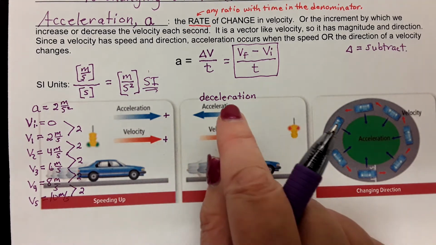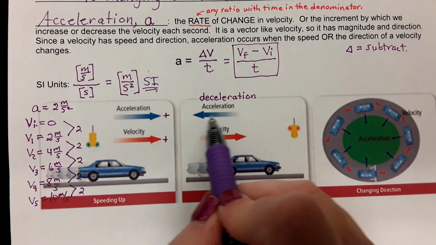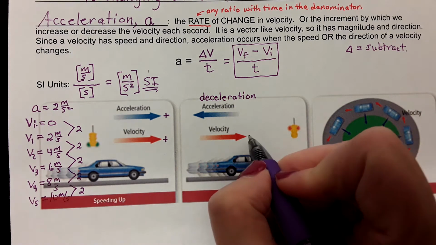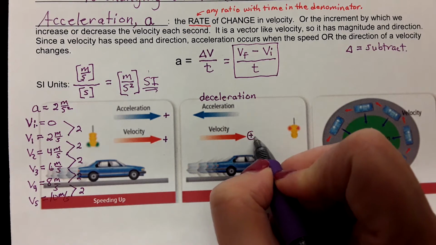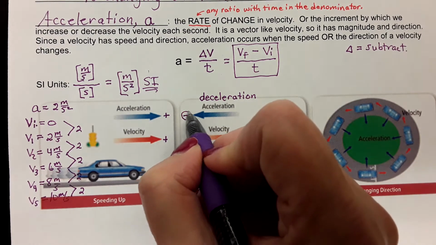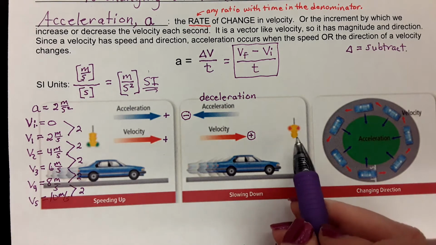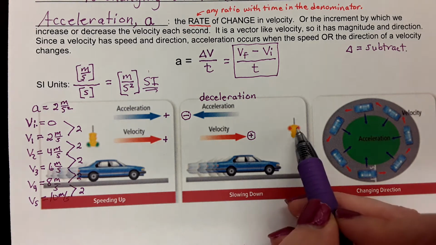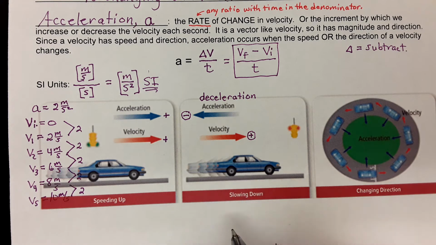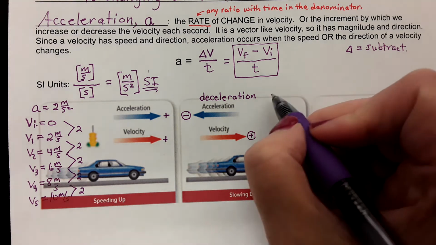All right, so deceleration is simply when the acceleration points opposite the velocity. If we take the forward motion of the car to be positive, then the acceleration or deceleration is going to be negative, okay? And look, the car is coming to a stoplight, so he has to decelerate or slow down to a stop.